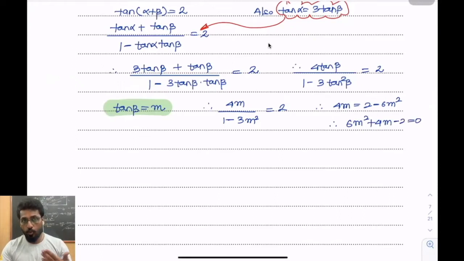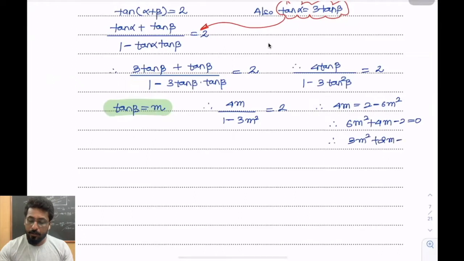So I can divide throughout by 2, isn't it? So I get 3m square plus 2m minus 1 equal to 0. So that's my quadratic equation, which I want to simplify. The coefficient of m square is 3. It goes and multiplies with minus 1, right? So 3 multiplies with minus 1. So I'm going to get minus 3 over there.